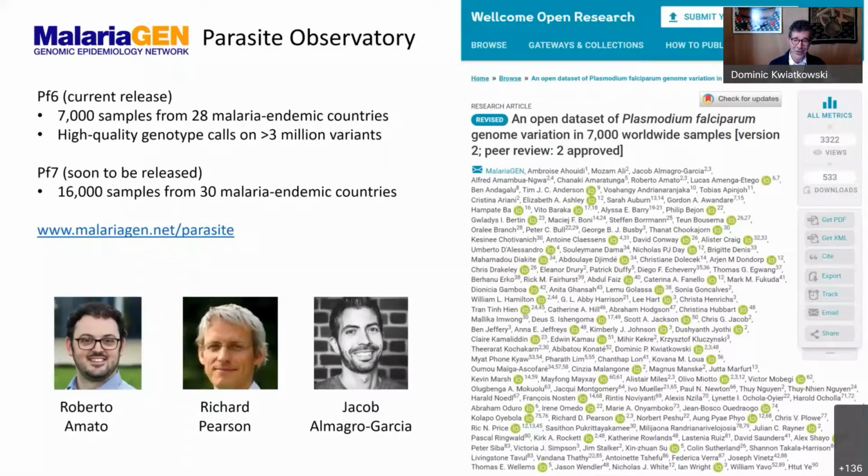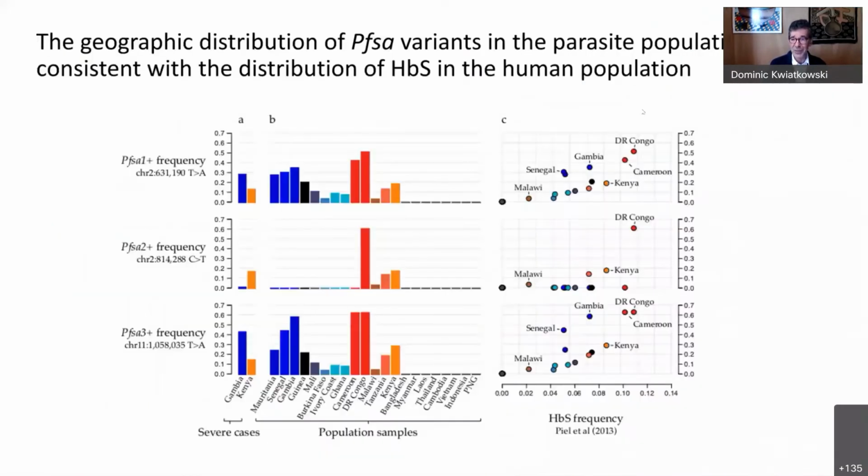That's really our driving force. But it does also provide a great scientific repository to ask more basic biological questions. So now let's come back to the PFSA variants and look in the PF6 dataset and ask, what is the distribution of these variants? Because thus far I've only told you about data from the Gambia and Kenya.